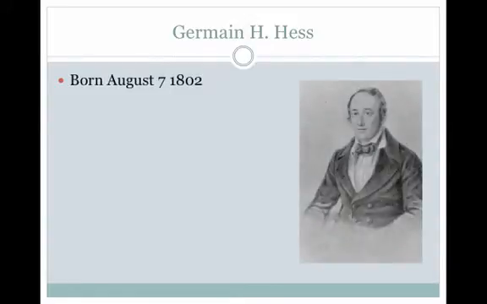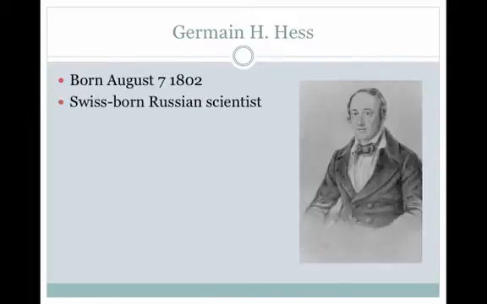This then brings us to the topic of the day, which is Hess's law, and before we can get into it, we should talk a little bit about the scientist himself, Germain Hess. Germain Hess was born August 7th, 1802. We have a picture over there on the right side of the screen. He was a Swiss-born Russian scientist, so he's native to Russia but born in Switzerland.